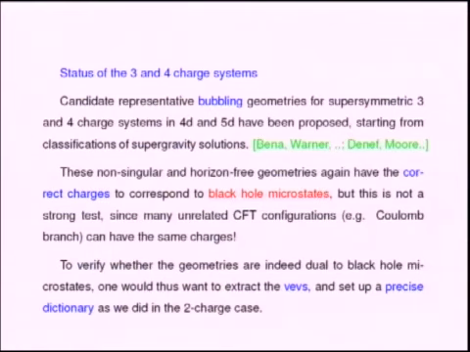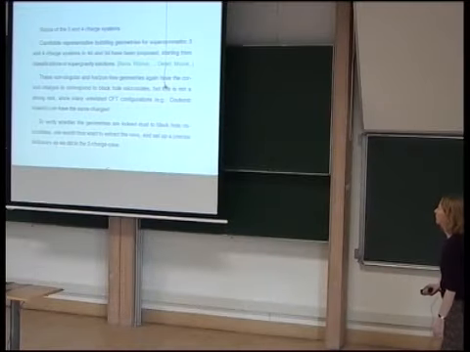But I have to say, this in itself is really not a strong test, because there are completely unrelated conformal field theory configurations. This conformal field theory does have a Coulomb branch, which is completely unrelated to the black hole physics. And I can find configurations which have these same charges. This is not a good test. So to verify whether the geometries are indeed dual to the black hole microstates you hope they are, you would try and extract much more information from the data, extract the VEVs, set up a precise dictionary, as we did in the 2-charged case. Question?